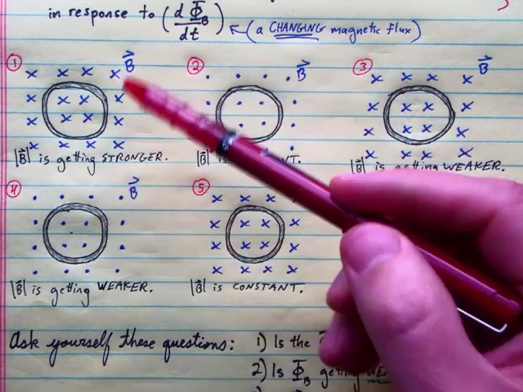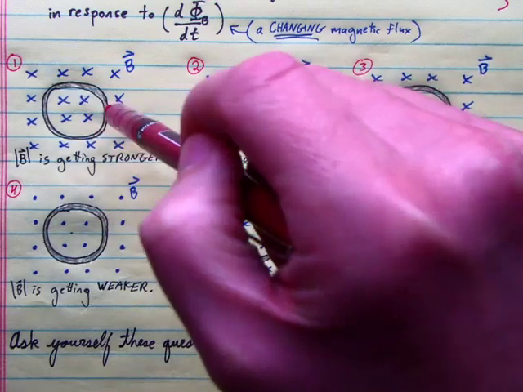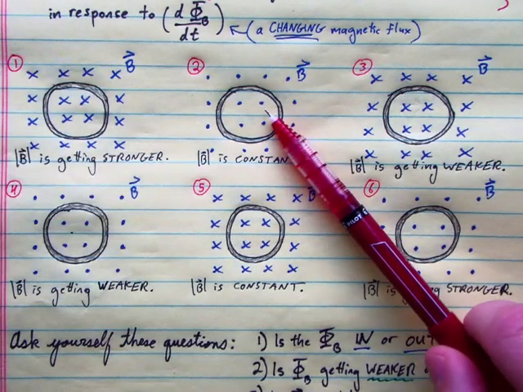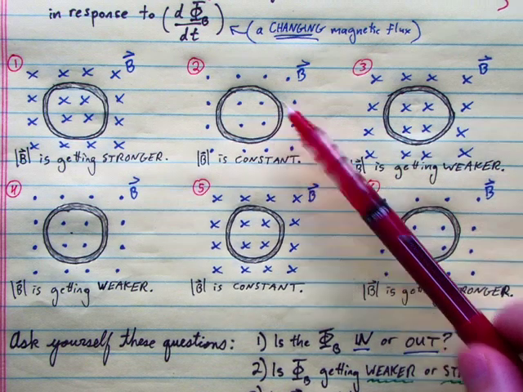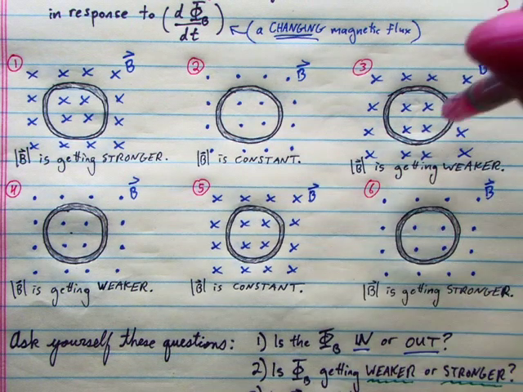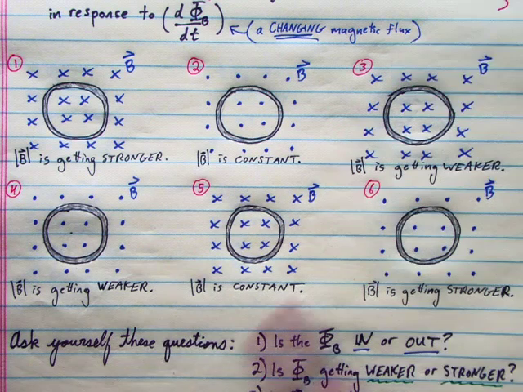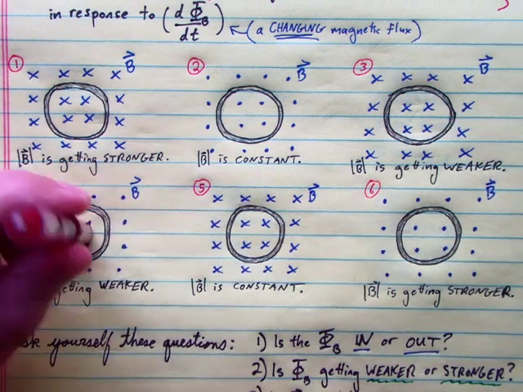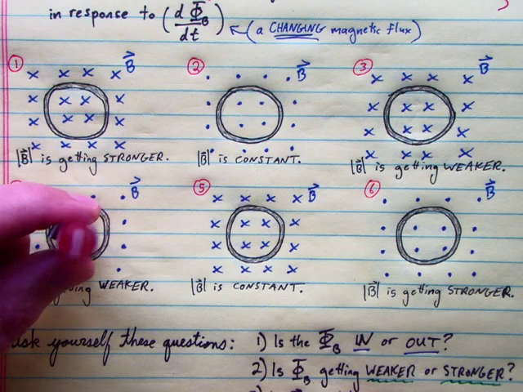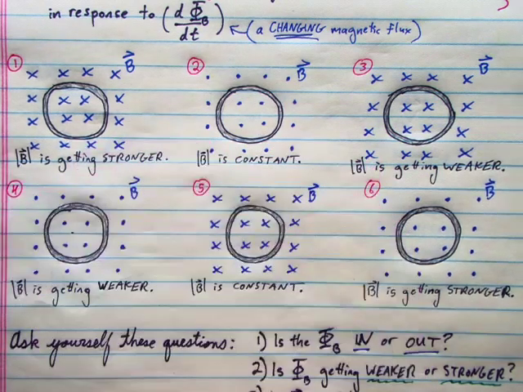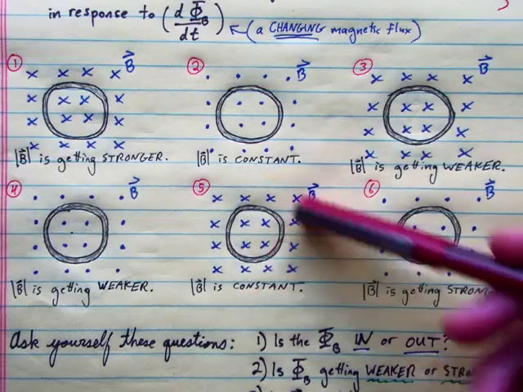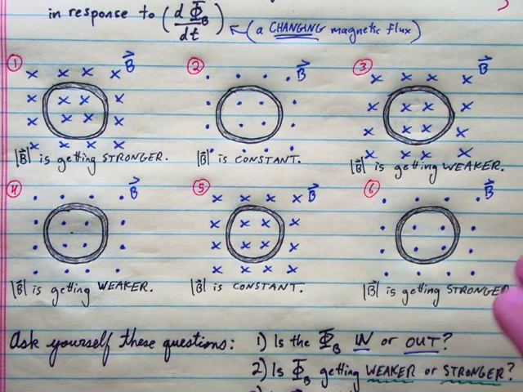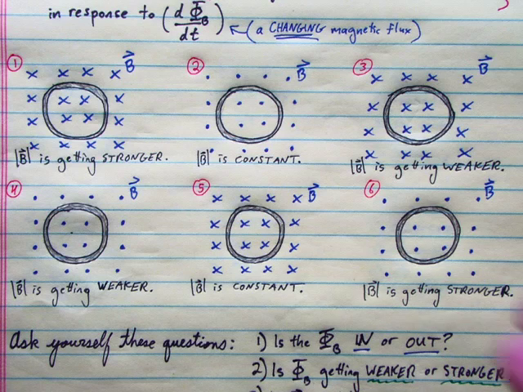Here we've got B field in and getting stronger, so we need B out of the page. Here B is constant, so no induced current. Here B is in the field and getting weaker, so we need to add more B field inwards to replenish it. Here B is out of the page and getting weaker, so we need to add more B out to replenish it. Here B is constant, so no induced current. Here B is out and getting stronger, we need to add B into the page to oppose it.